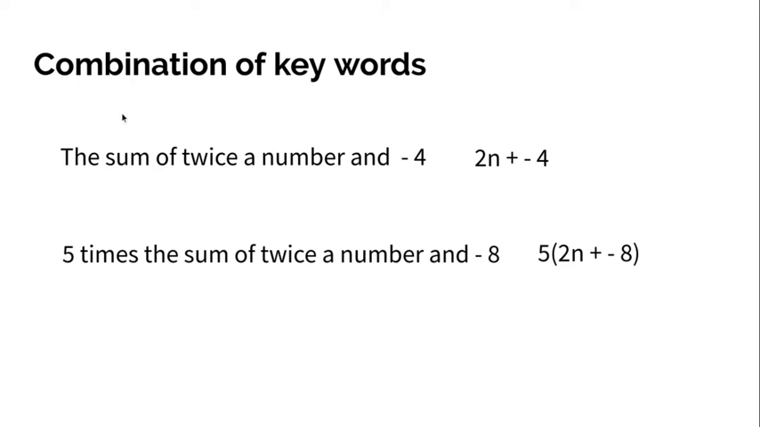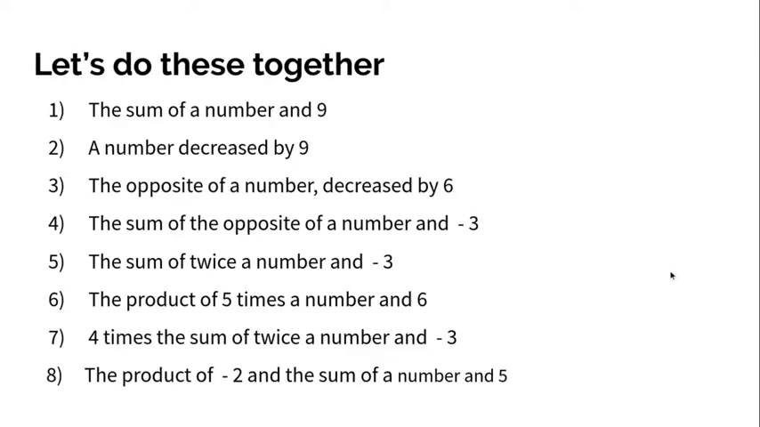Then they can also combine some of these keywords. For example, the sum of twice a number and -4. So here's the sum of who? Of twice a number and -4. Here's another one. 5 times the sum. 5 times, parentheses, 5 times what? The sum. The sum of who? Of 2 times a number or twice a number and -8. Very easy, right? Okay, let's continue.